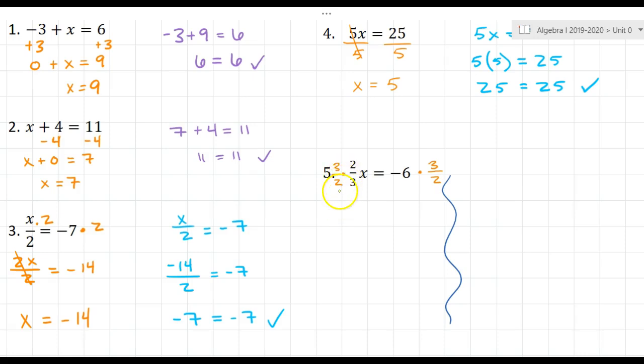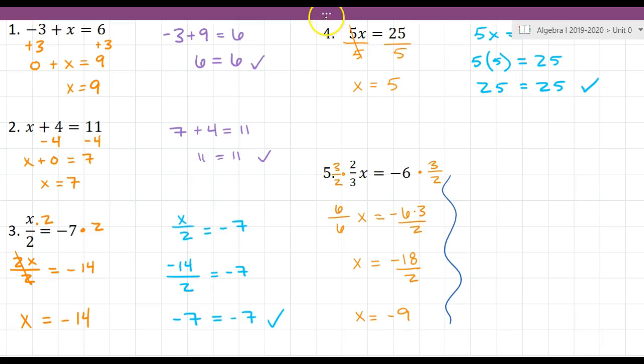If I multiply here, 3 times 2 is 6. Again, 2 times 3 is 6, so I have 6 over 6x equals negative 6 times 3 divided by 2. 6 over 6 is just equal to 1, so I have x equals negative 6 times 3 is negative 18 divided by 2. Negative 18 divided by 2 is equal to negative 9. That is one way to solve this equation.